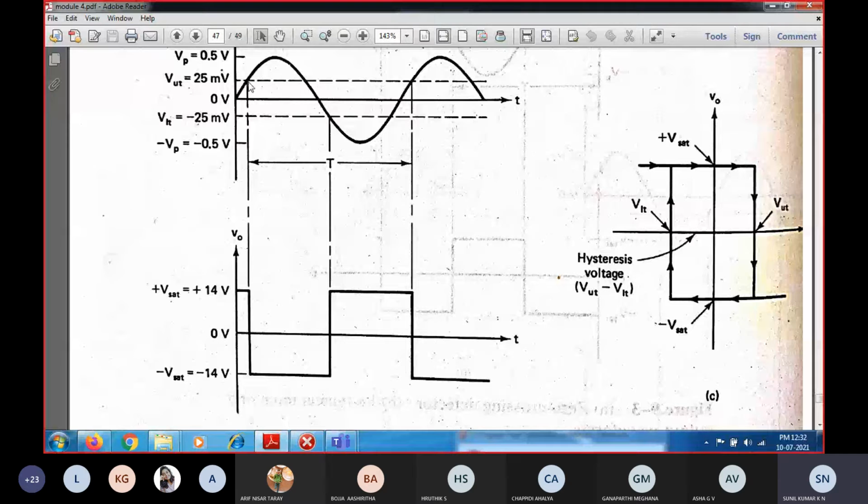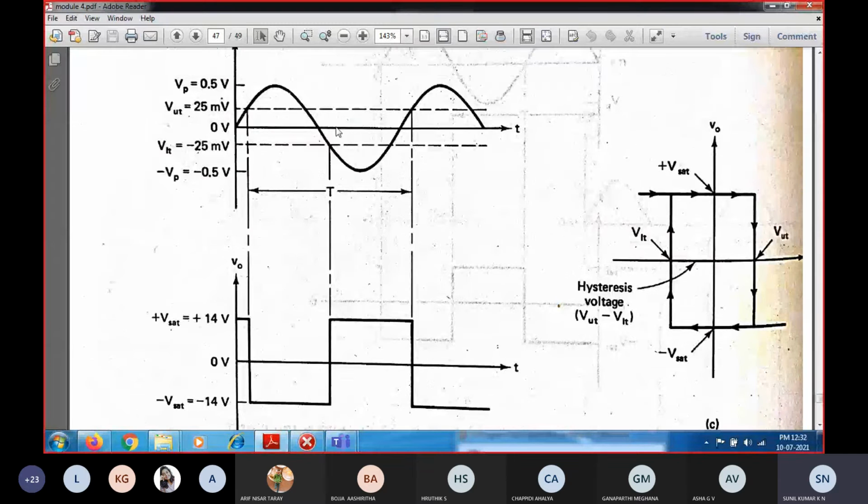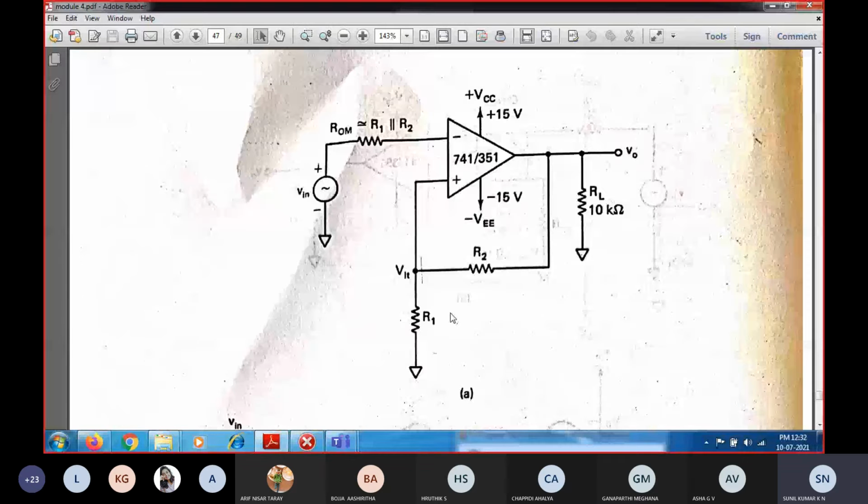So what kind of values are we going to choose for resistors R1 and R2? That is the design part, where you are going to set the trigger voltage. In the lab also they have given three different cases: zero hysteresis, positive hysteresis, as well as negative hysteresis. All these things might be discussed in the lab.